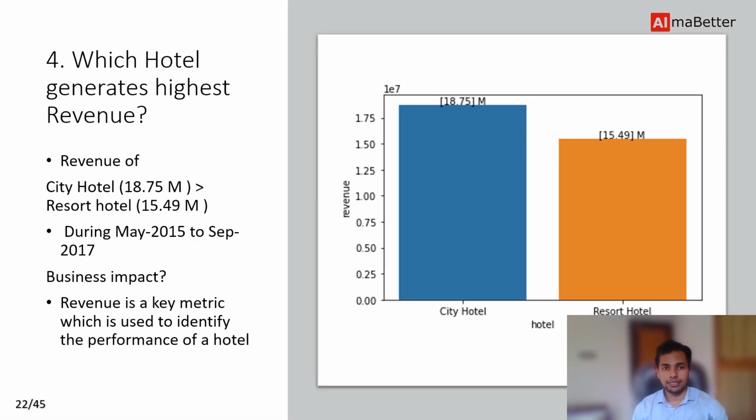In this analysis, we found out that City Hotel generates the highest ADR with a revenue of 18.75 million euros, followed by Resort Hotel with 15.49 million euros during the time period from May 2015 to September 2017. This information is significant as revenue is the key metric that is used to identify the performance of a hotel. These insights gained from analysis can help the management take informed decisions and improve their performance.